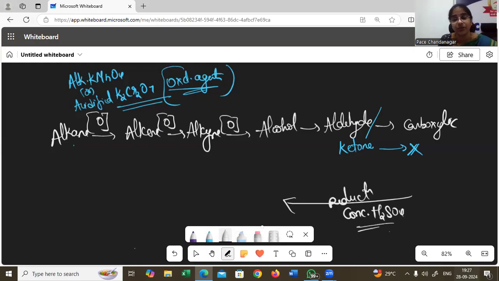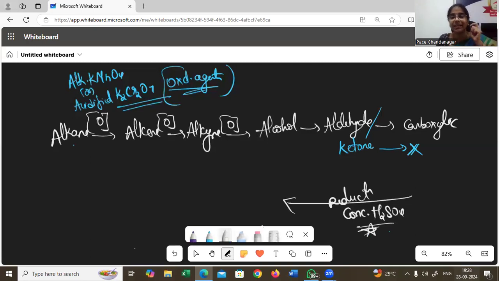It's a very good reducing agent also, and a drying agent as well, right? So it's a good drying agent and also a very good reducing agent. So from the carboxylic, if you have to come back, from the carboxylic, you will get aldehyde, then alcohol, then alkyne, then alkene, then alkane. So that's the backward you go, then it is a reduction process.